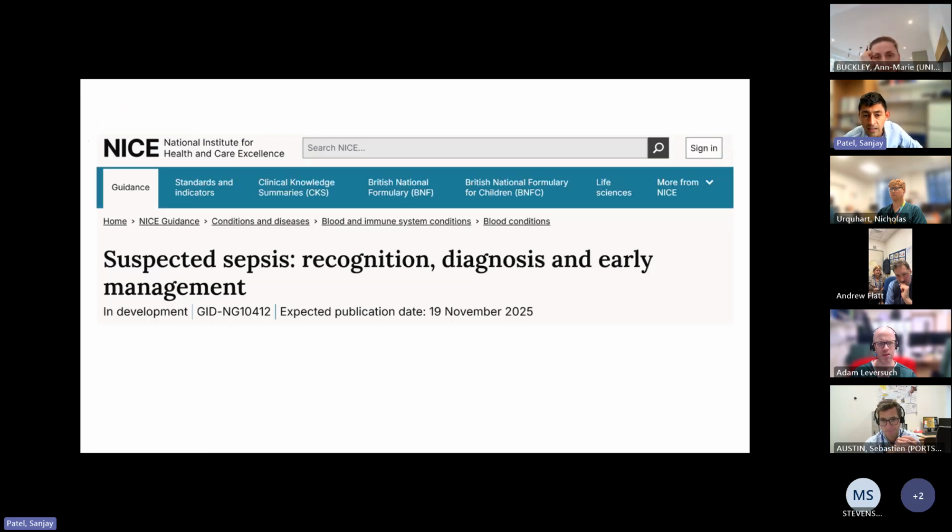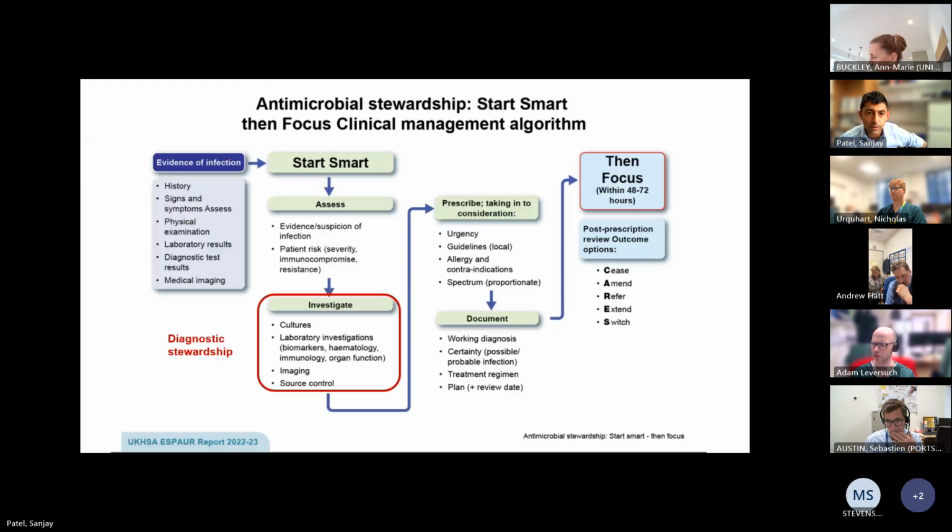And NICE, I think, are trying to recognise this. There's been a lot of noise from many people around the country about the harms of their sepsis guidance and how it's been translated by the Sepsis Trust. So I believe, although it's not totally transparent, that they are reviewing their paediatric recommendations as part of this guideline update, which is expected to be published next month.